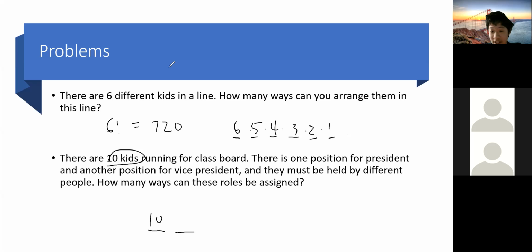The next choice, the vice president, well, one of the kids is already the president. Then that kid cannot be the vice president as well. So the next one, we've only got 9 choices left. And that's it. We just multiply 10 times 9 and we get 90.